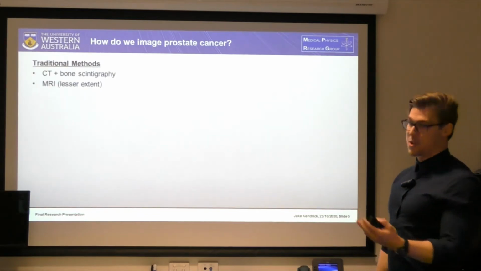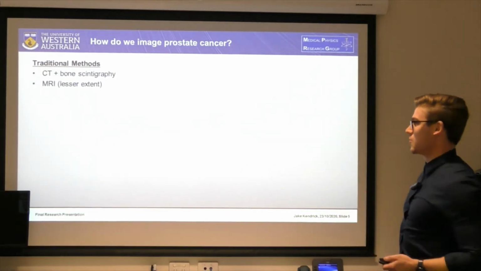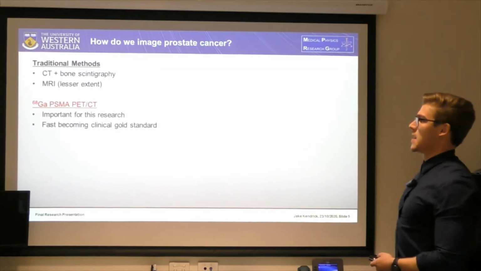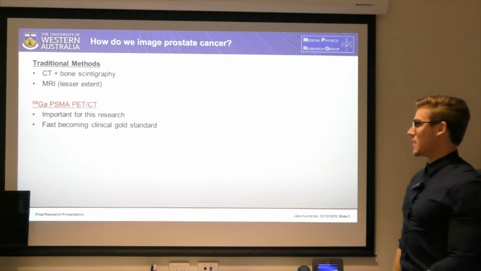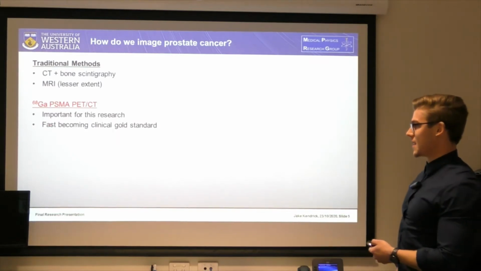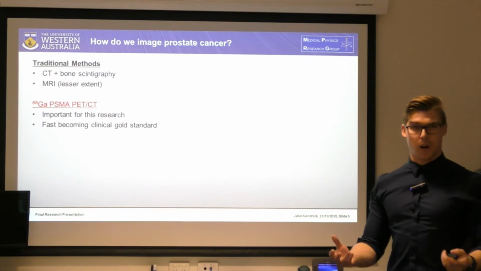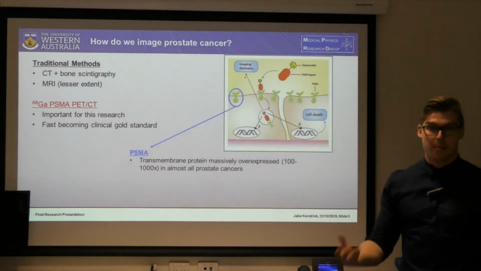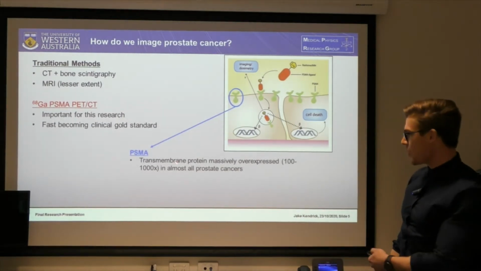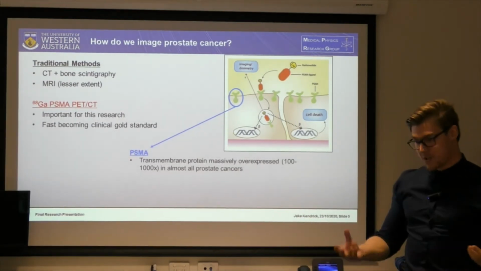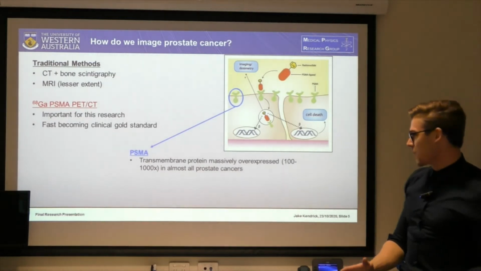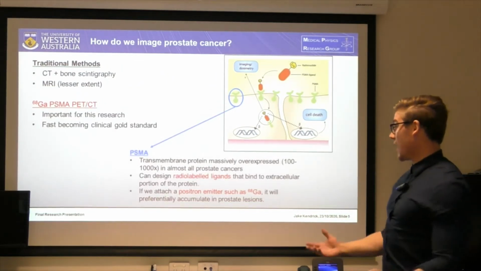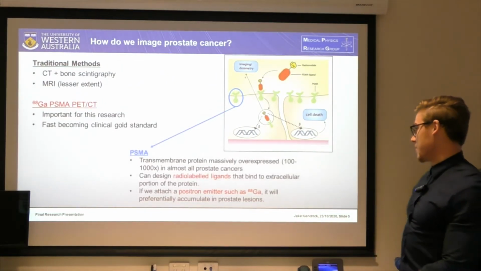So how then do we image prostate cancer? Well, traditionally we might use CT with the bone scintigraphy. We might also use MRI scans, but to a lesser extent. The most important for this research, however, is the use of gallium PSMA PET-CT imaging, which is fast becoming the clinical gold standard. And the reason for this is quite simple to understand. It's because of a protein known as prostate-specific membrane antigen, or PSMA. And this is just a transmembrane protein that's massively overexpressed by about 100 to 1,000 times in almost all prostate cancers. So this allows us to design radiolabeled ligands that can bind to this receptor.